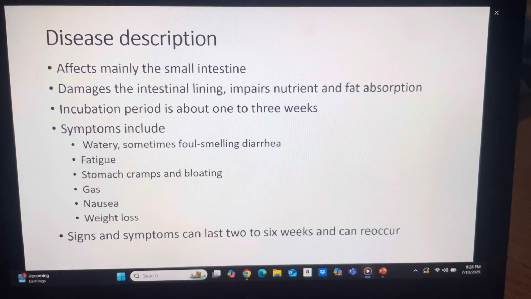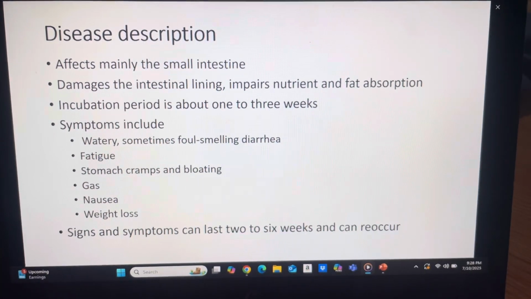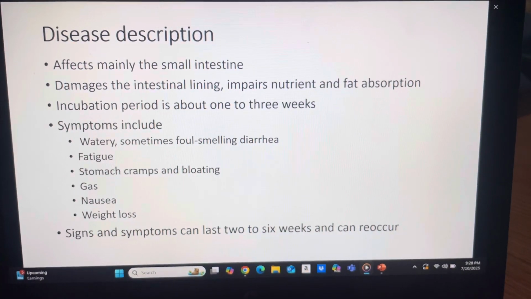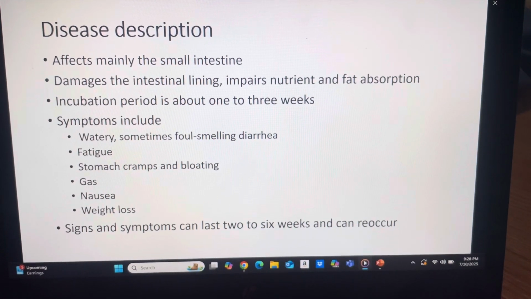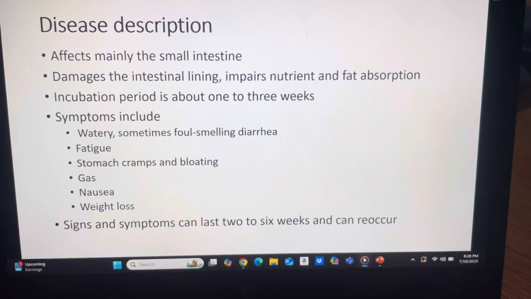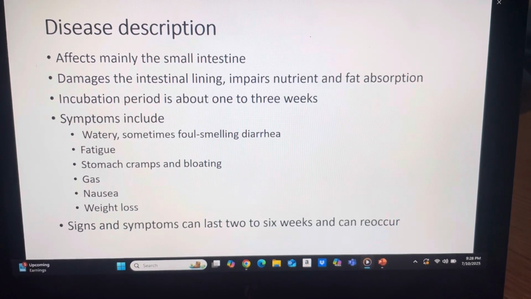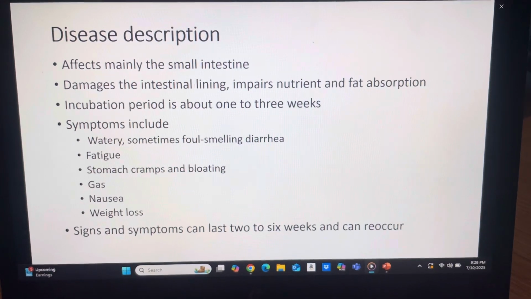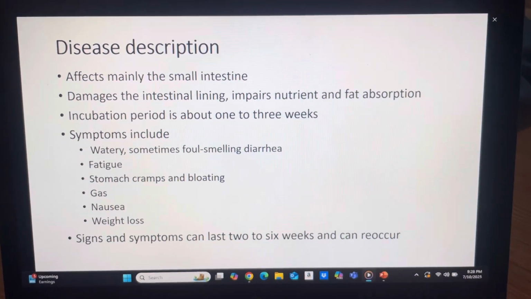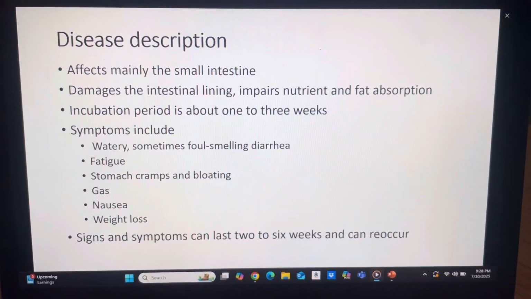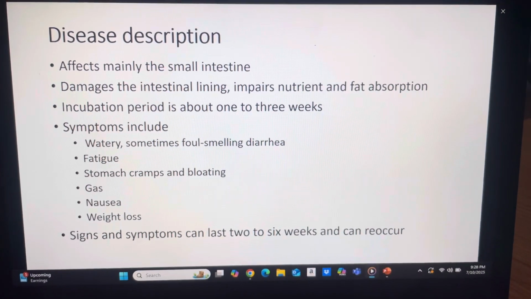Disease description. This affects mainly the small intestine. It does so by damaging the intestinal lining and impairing nutrient and fat absorption. Some people with Giardia infection never develop signs or symptoms, but they still carry this parasite and spread it to others through their stool. For those who do get sick, signs and symptoms usually appear about 1 to 3 weeks after exposure. Symptoms include watery, sometimes foul-smelling diarrhea, fatigue, stomach cramps, bloating, gas, nausea, and weight loss. Signs and symptoms can last 2 to 6 weeks, but some people will say that they last longer and can keep recurring.